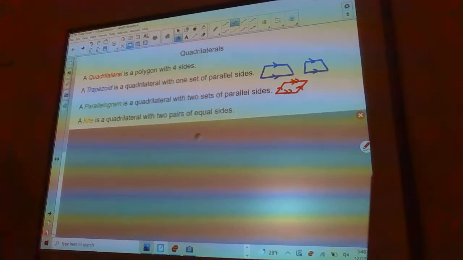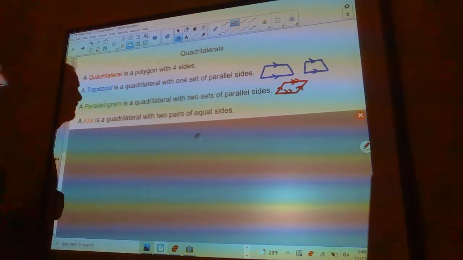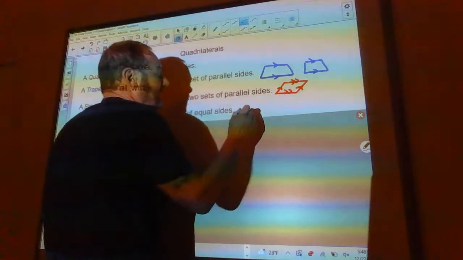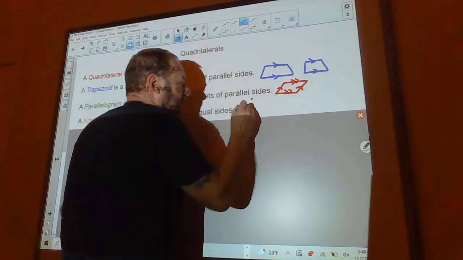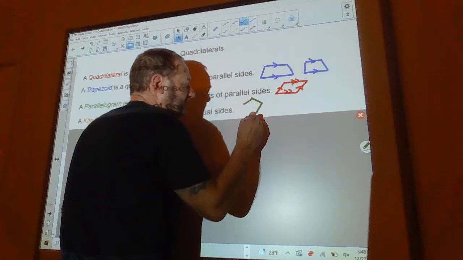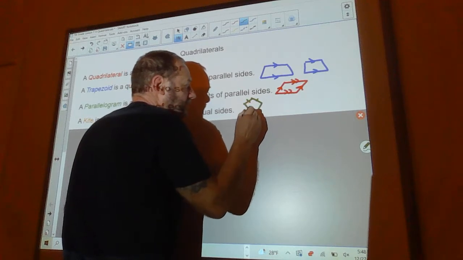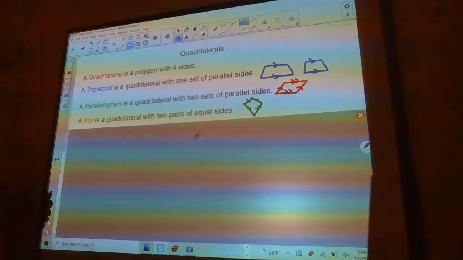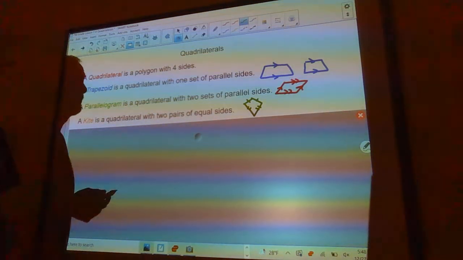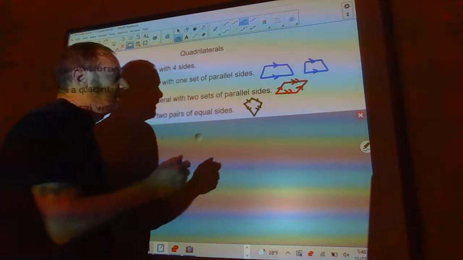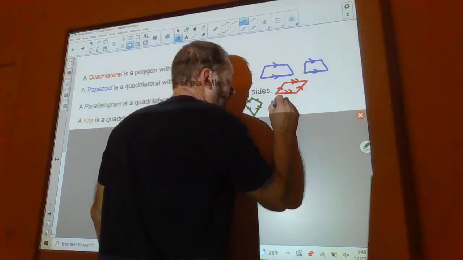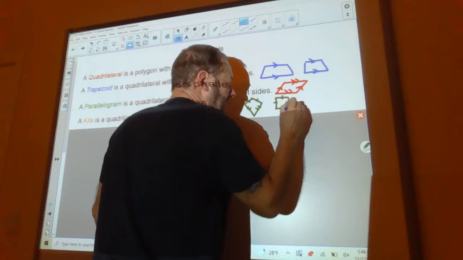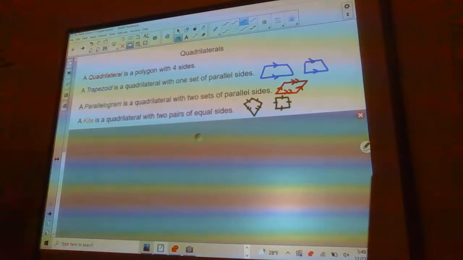Then we have something called a kite. A kite is a quadrilateral with two pairs of equal sides. Now, you could have something like this. That looks like a kite. That's why they call it a kite. But a square would be a kite because it has two pairs of equal sides as well.